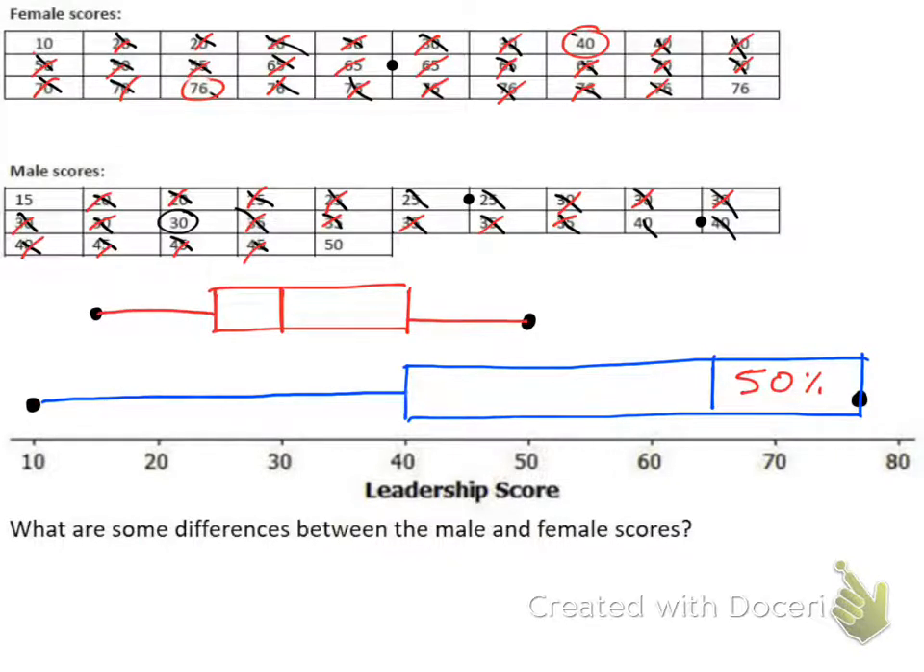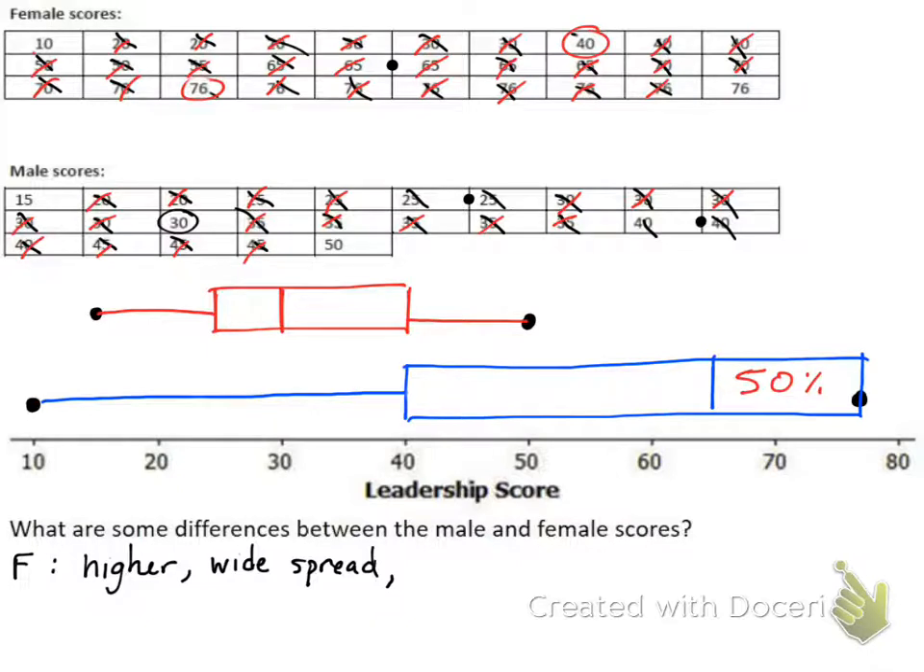So again, just thinking of some differences between the male and female scores. With the females, I can see that overall the scores are higher or better. The top of the page talks about leadership. So we have higher scores of leadership. 60 and above is advanced leadership, and so this is higher leadership scores. It's also widespread. So your range goes from 10 to 76.